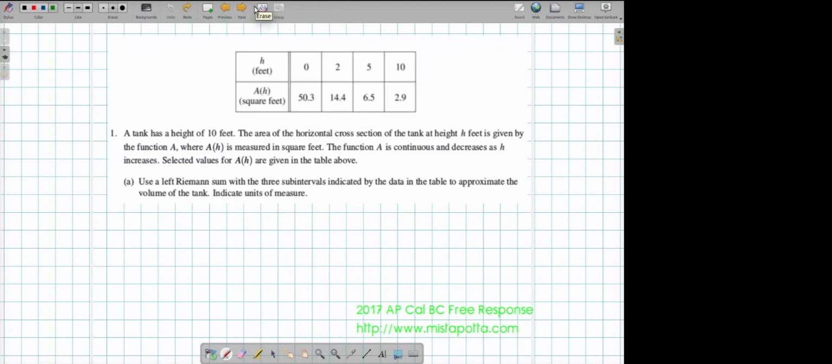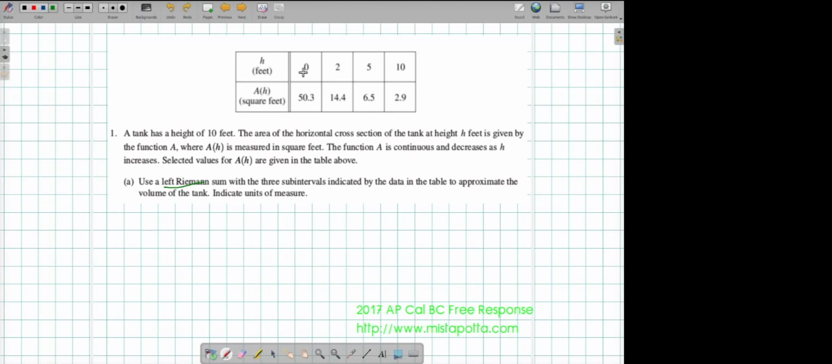For the first question, it says a tank has a height of 10 feet. The area of the horizontal cross-section of the tank at height h is given by the function A of h, measured in square feet. The function A is continuous and decreases as h increases. Selected values for h, A of h, are given in the table. The first thing they want us to do is use a left Riemann sum with three subintervals indicated by the data in the table to approximate the volume of the tank, and indicate units of measure.